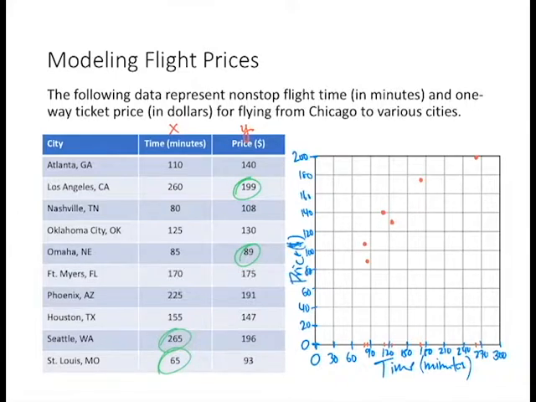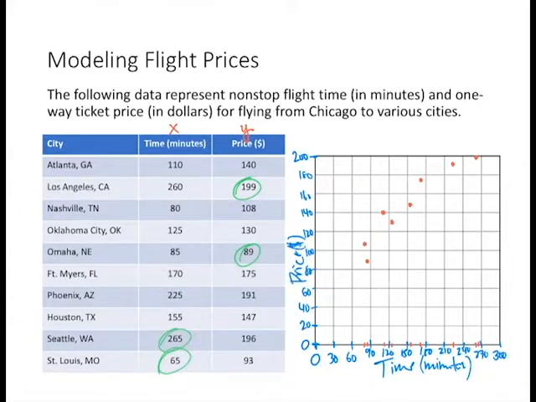Next up is 225, 191. 225 is exactly halfway in between 210 and 240, and 191 is going to be a little bit above halfway between 180 and 200. So that point's going to be right around here. Next up is 155, 147. 155 is just above 150. 147 is a little bit less than halfway between 140 and 160, so that point is going to be right around there. Almost done.